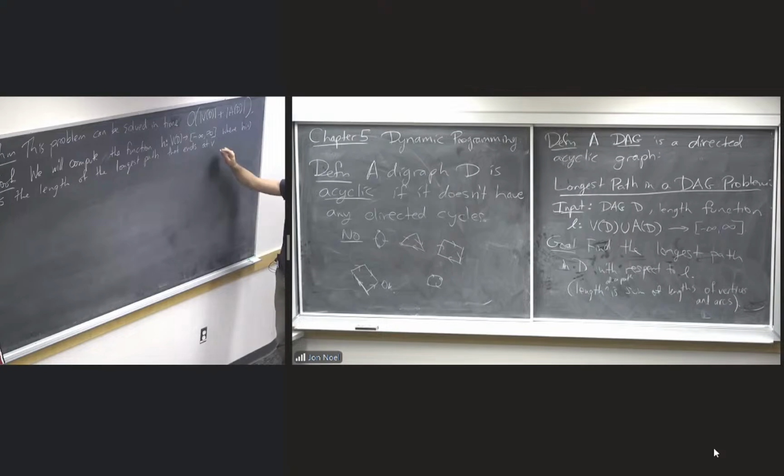The reason I'm using h is that maybe the letter h here kind of stands for height. So the height of v is the longest path that ends at v. And of course, if I knew this information for every vertex of the graph, to find the length of the longest path, I just go through the vertices one by one and take the one with the highest value of h of v, right?